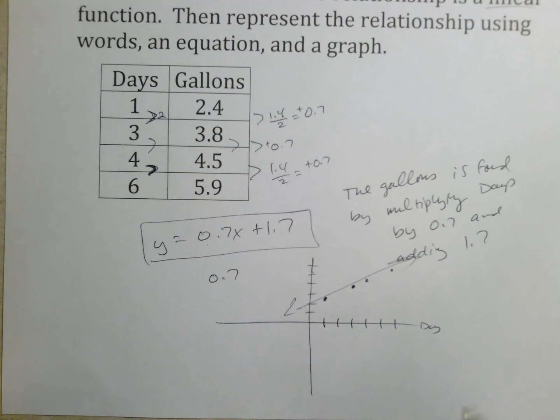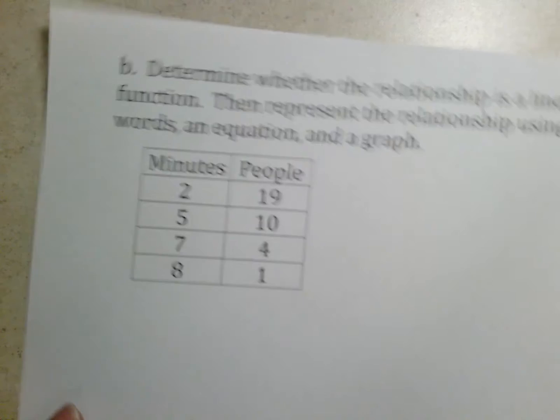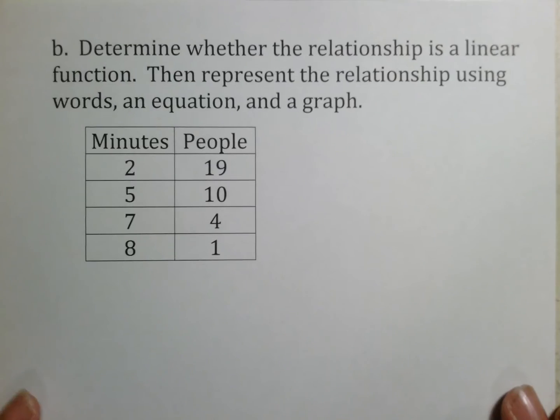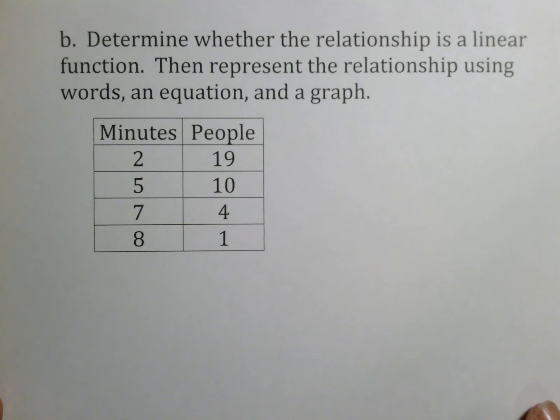But for the most part, as long as you're able to get those dots about where they should be, I have to give you credit, because if they're not giving you a table and they're not giving you perfect numbers, then it's very much an approximation type of thing. Let's look at one more here before we get ready to quit. It says determine whether a relationship is linear, then represent it using words, an equation, and a graph.